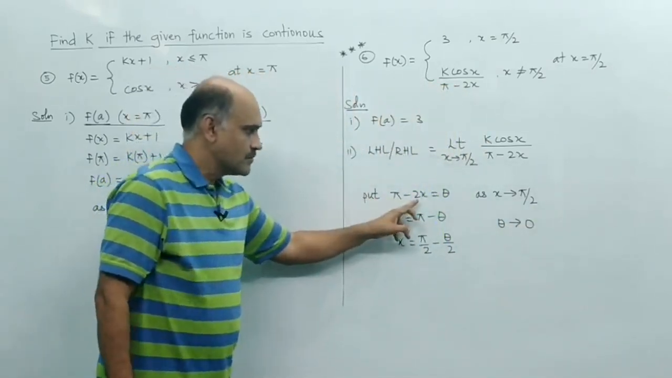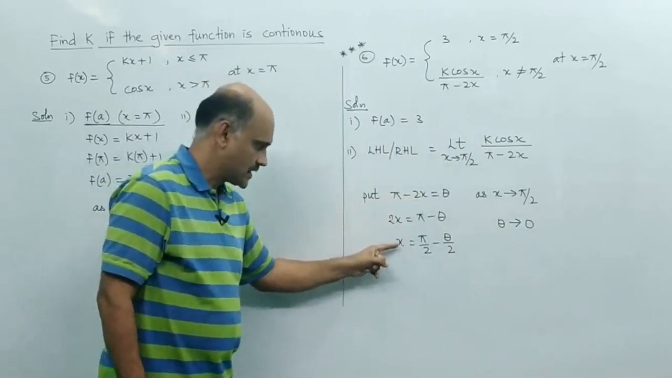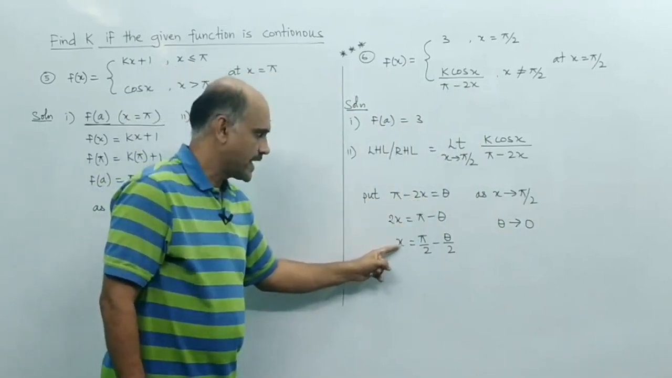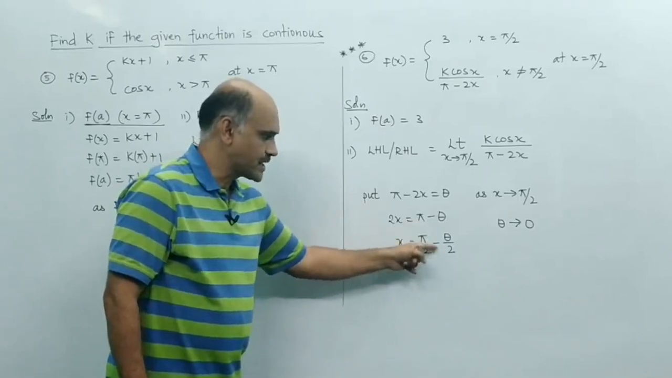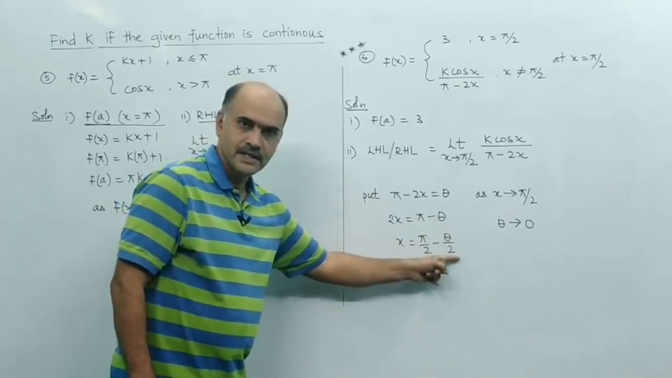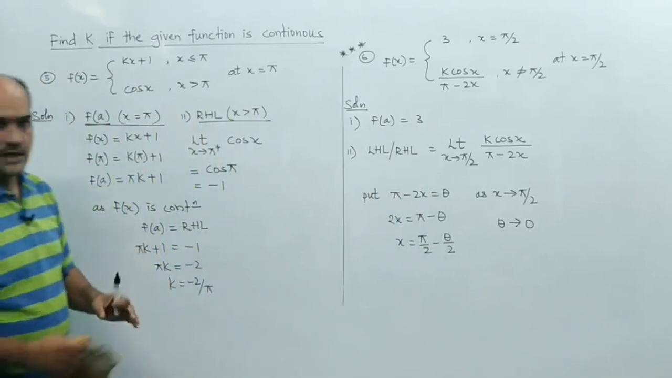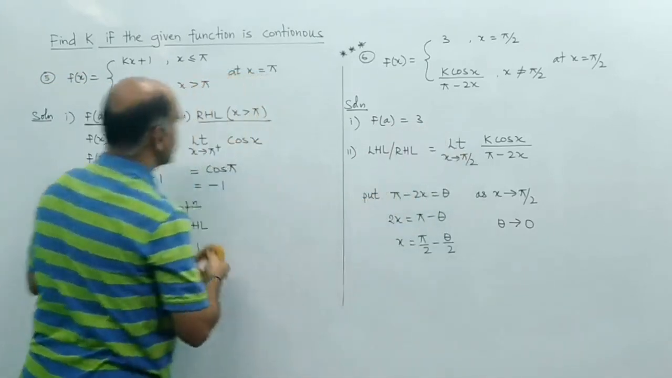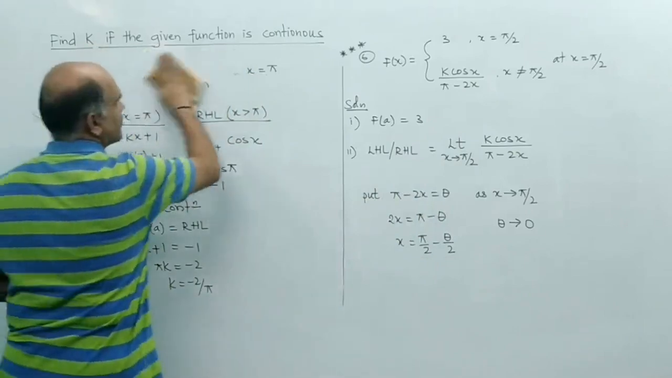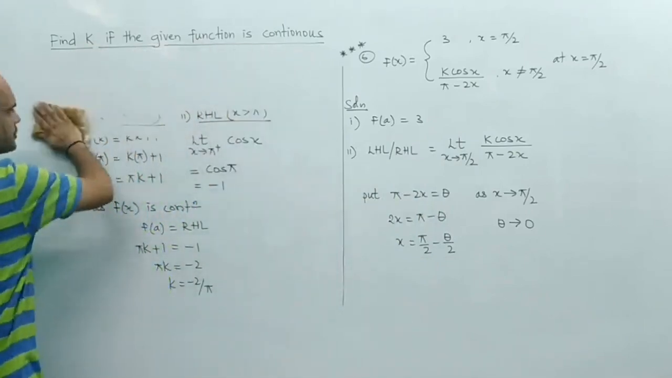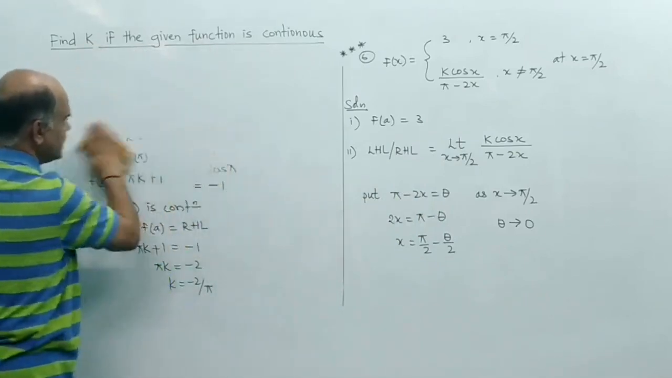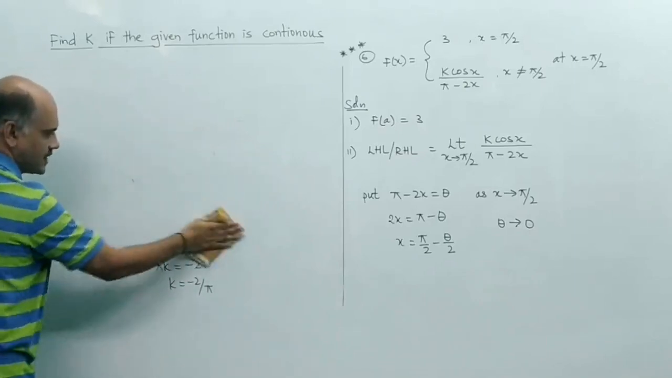Clear, students? Or even you can think over here, x tends to pi by 2. For x to become pi by 2, this value should become 0, means theta should tend to 0. Now substitute all these values in the limit. Whatever limit he has given, you substitute those values in the given limit and simplify, you will have the answer.